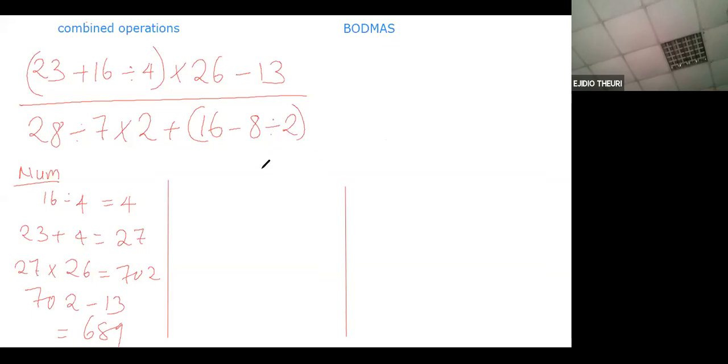Always start with the brackets. In the bracket, you have 8 divided by 2 to get negative 4. 16 divided by negative 4 to get negative 4 again. Division here, 28 divided by 7 is equal to what? 4. 4 times 2 is equal to what? 8. 8 plus minus 4. Is it 8 plus minus 4?